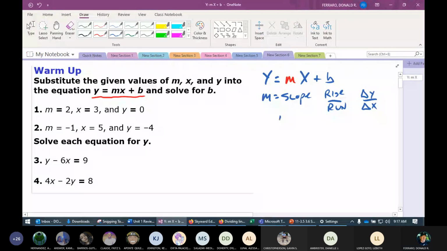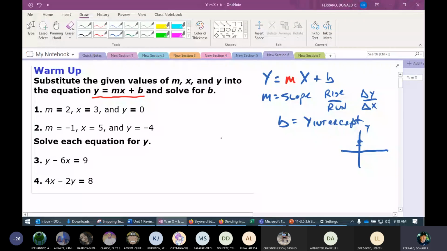B equals our y-intercept, and whenever we get an equation, we're going to start with b, the y-intercept. We've got a coordinate plane. This is our y-axis, and if b equaled 2, we'd start there, and then we would use our slope, our rise over run, to figure out which direction the line went.